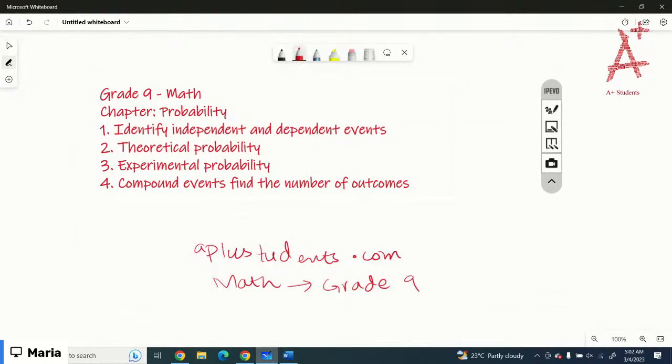We're going to start with the chapter probability, and the lessons we're going to cover today are identify independent and dependent events, theoretical probability, experimental probability, and compound events find the number of outcomes.